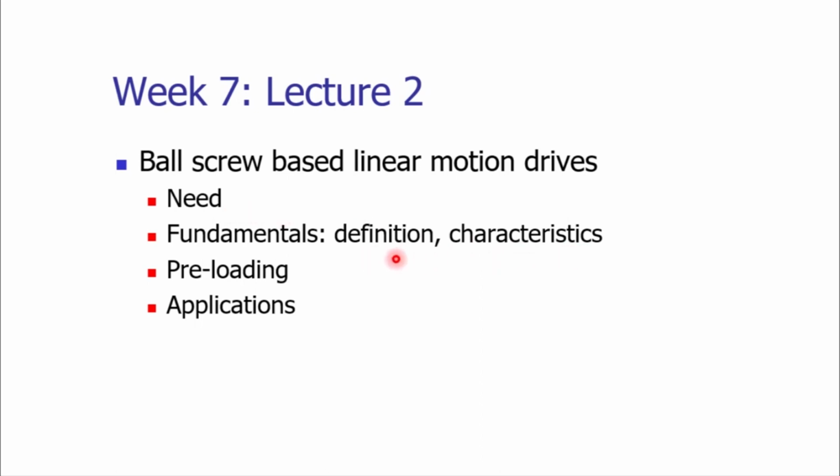Then the definition or the fundamentals of ball screw based linear motion drive will be seen. We will see the characteristics of typical ball screws. There is a necessity to have the preloading condition. The meaning of preloading, and why it is essential, we will be studying. At the end of the lecture, we will have a discussion on various applications of the ball screws in the automation industry.